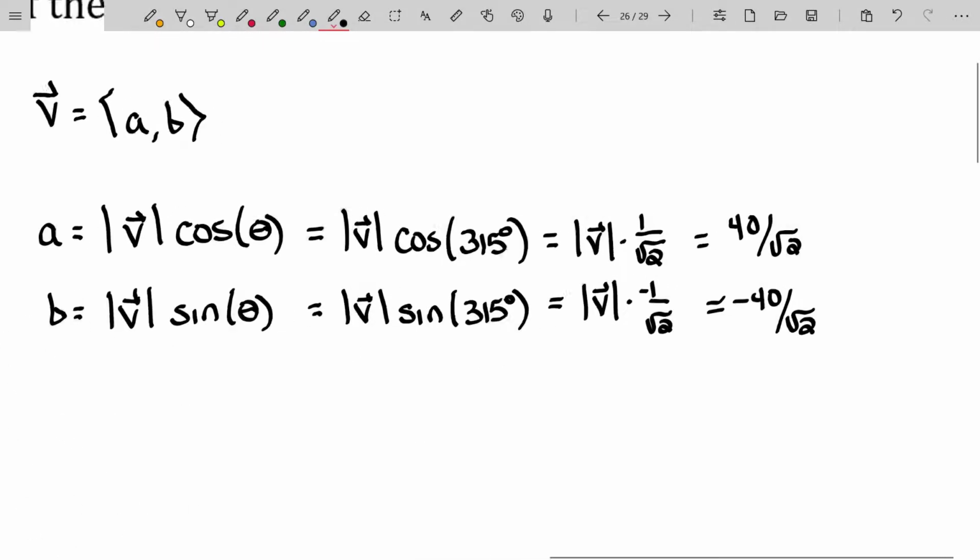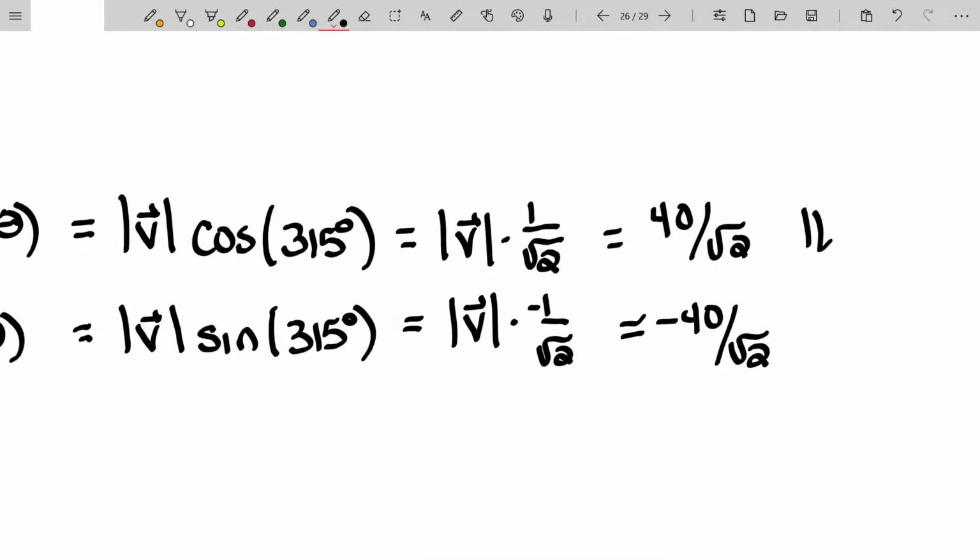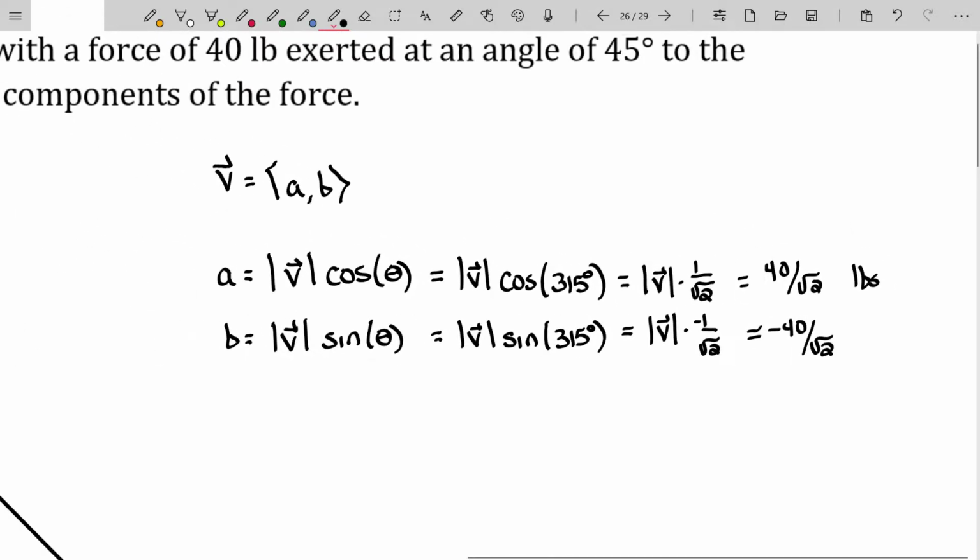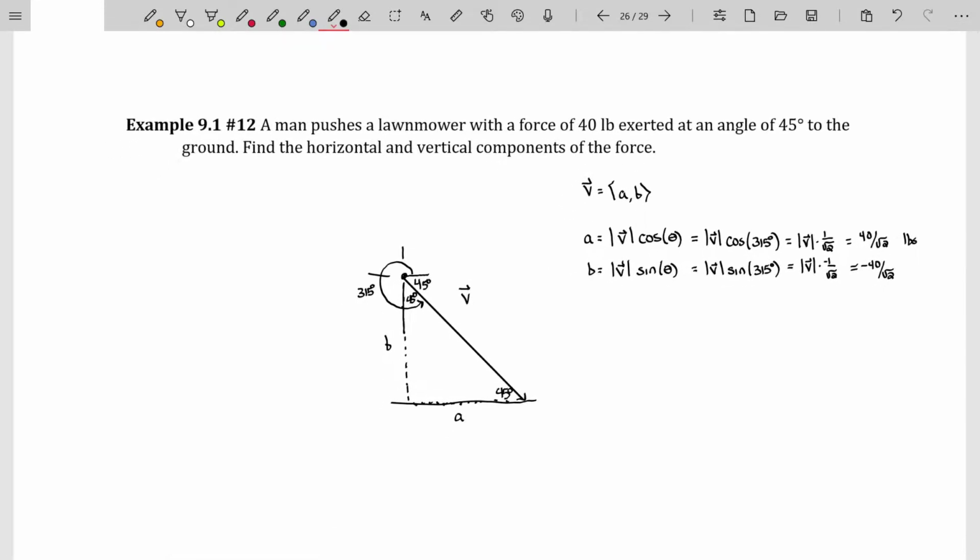And by the way, their units are in pounds. So this is how many pounds the person is pushing into the ground. Wait, is that A? No, that's how many pounds the person is pushing horizontally. And B is how many pounds the person is wasting by pushing into the ground. Wasted energy is what that is.